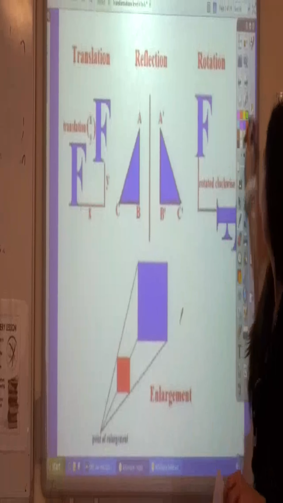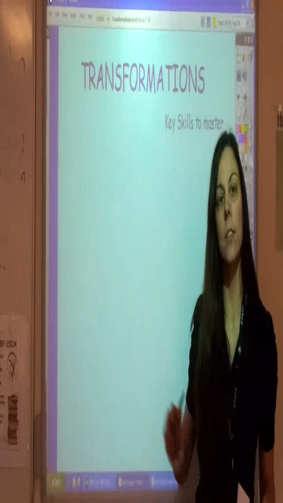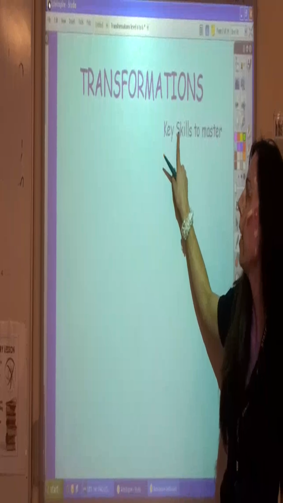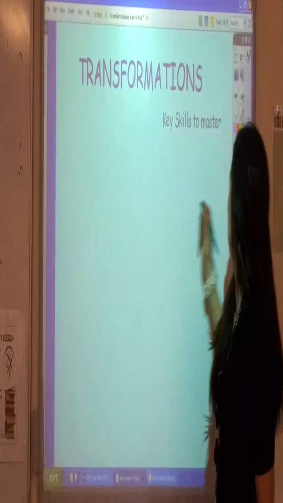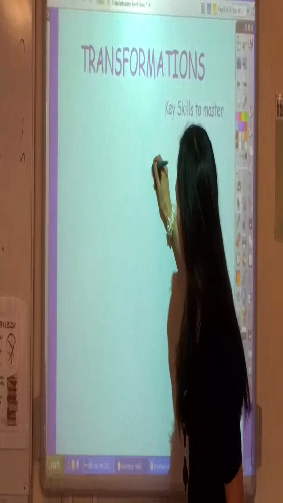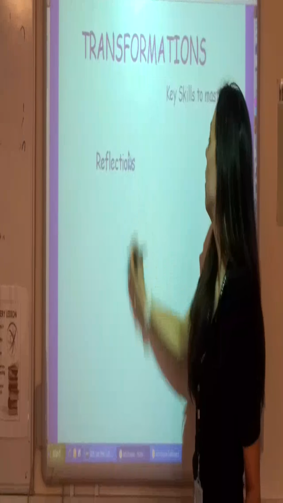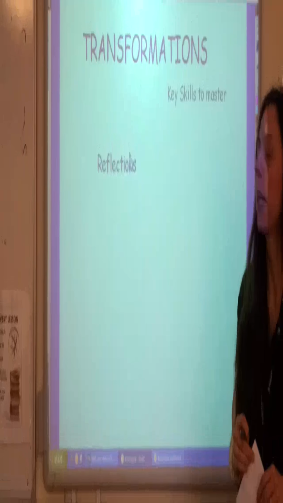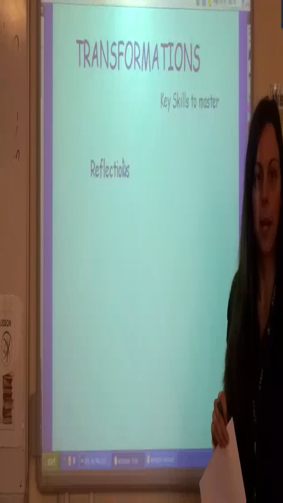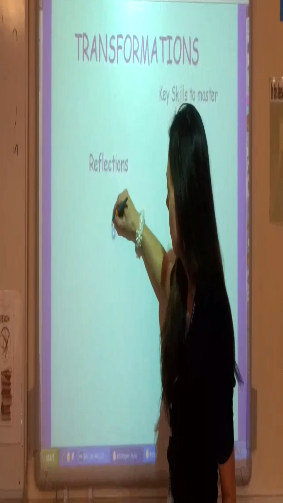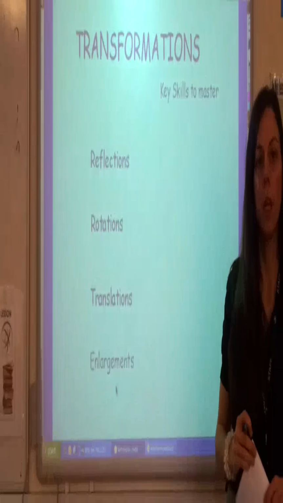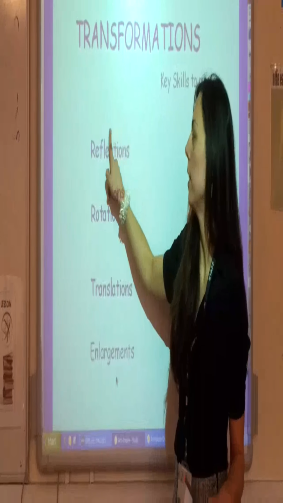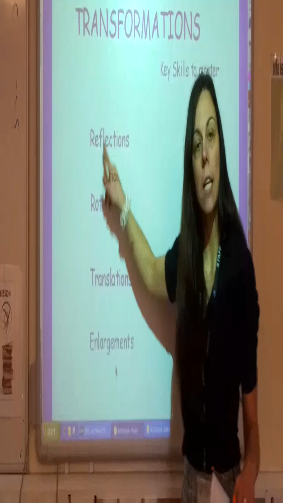There are 4 different types of transformations, and we are going to focus on the key skills that you need to be able to apply the transformations to different types of questions. The first transformation is reflections, which you are probably already aware of. Second is rotations, we've got translations, and we've got enlargements. What we're going to focus on today specifically is reflections, and we're going to look at how to get from level 4 up to level 6 and beyond.